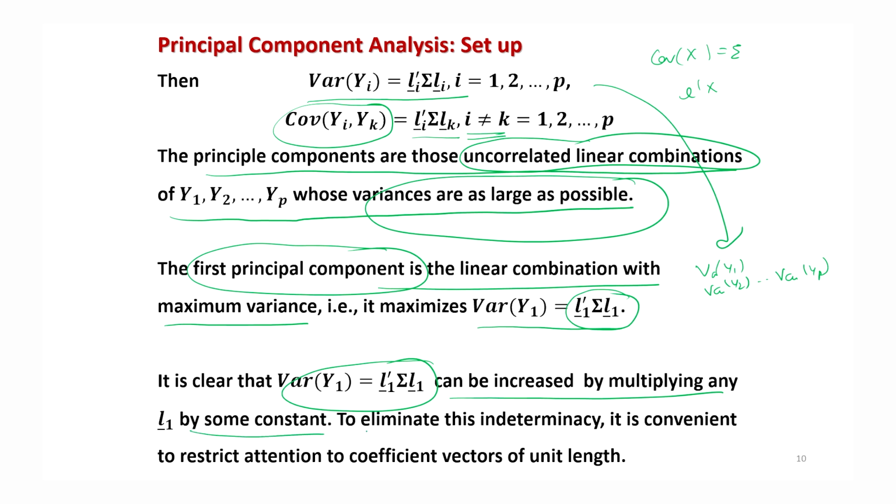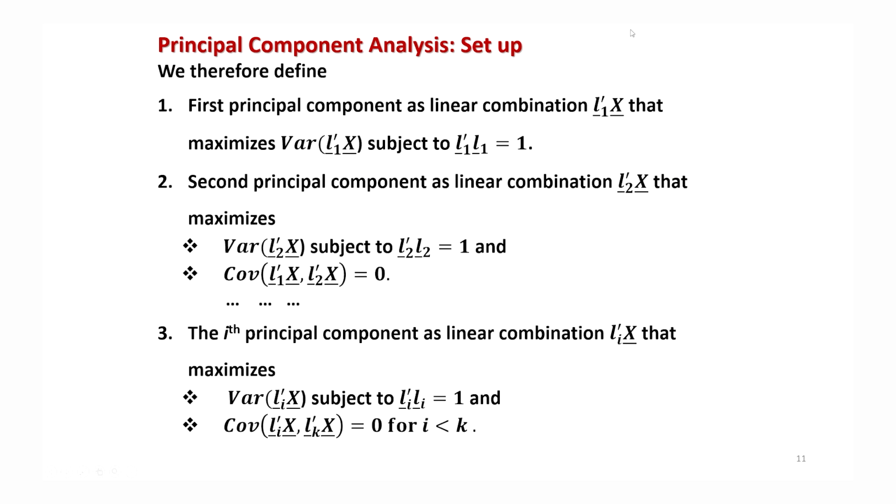So to eliminate this indeterminacy, what can we do? We can restrict our attention to coefficient vectors of unit length. That means we would like to have the coefficient vector L1 whose length is equal to 1. That is, L1 transpose L1 is equal to 1, or the sum of L1i squared, i going from 1 to p, should be equal to 1.